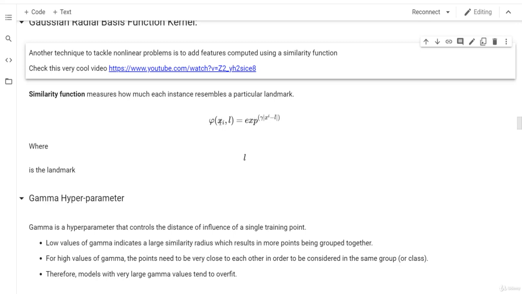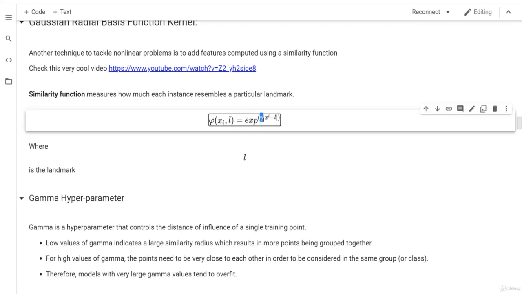As you can see here, the function is not between xi and xj, it's between xi and l. It's exponential, exponential of gamma times xi minus xl. So this is the distance between xi and xl. We multiply this by gamma, which is also a very important hyperparameter. To calculate the similarity function or the kernel, we have e power all this, and L is the landmark.